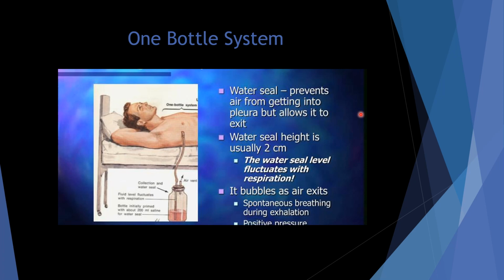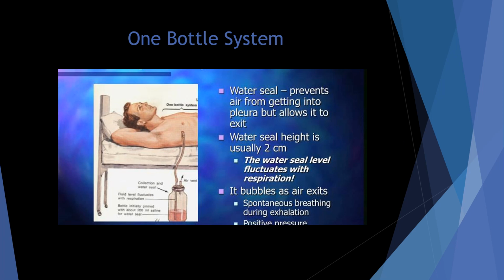When we have patients that we hook to a water seal, we want to make sure that they're expanding those lungs. So we want to make sure they're using something like incentive spirometry, because if they're not deep breathing enough and expanding the lungs enough, they're not going to produce enough interpleural pressure to overcome the hydrostatic pressure of the water in the water seal.